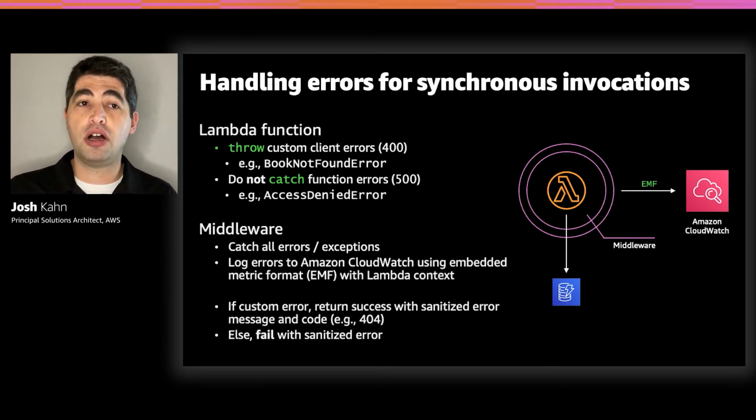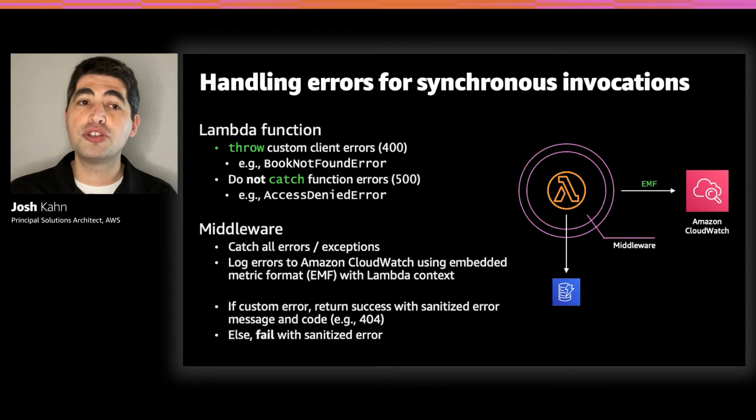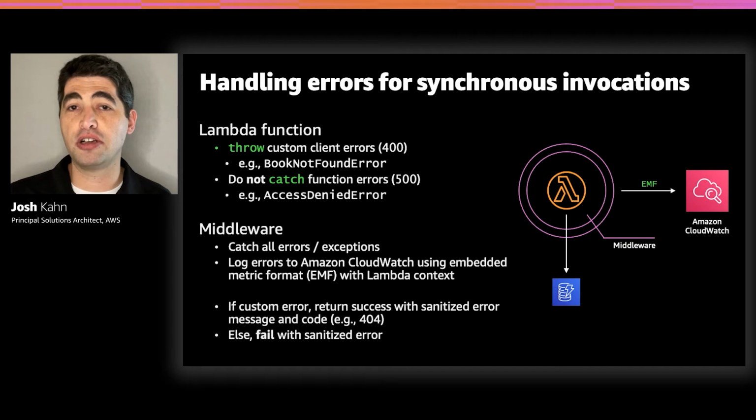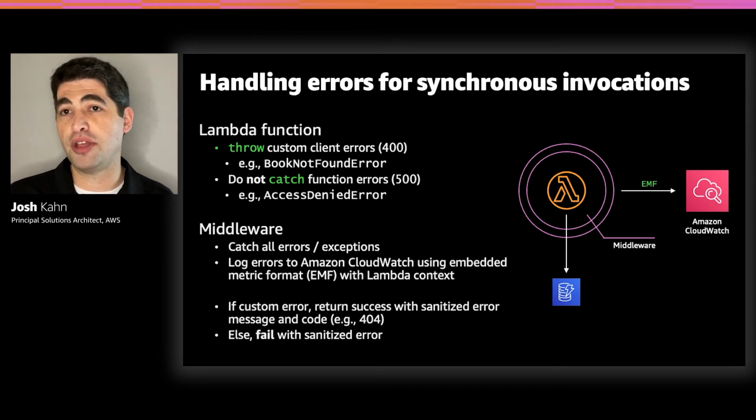So in the case of our synchronous invocation, the Lambda function is going to need to differentiate between those client and function type errors. In the case of a client type error, something like a book wasn't found in our eCommerce catalog, it's going to throw a custom error type, right? Something like book not found error. And you might equate that with an HTTP error code in the 400 range, maybe 404 in this case. Any other type of error, like access denied, the function's not even going to try to catch. We're just going to let it bubble up and populate up to the middleware.